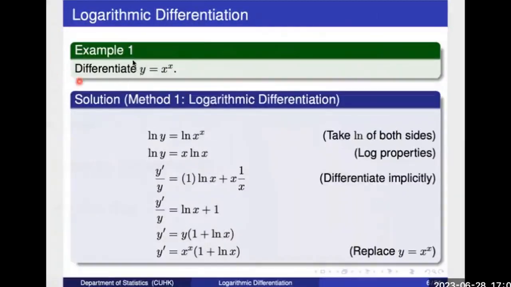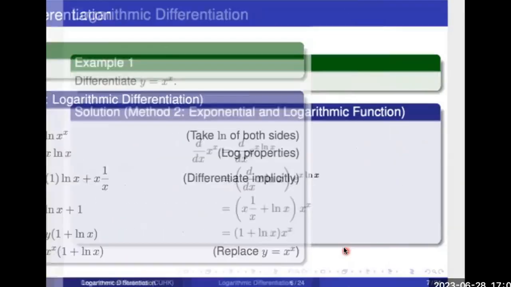We are asked to differentiate y equals x raised to the power of x. Using logarithmic differentiation, we take the natural log of both sides to get natural log y equals x times natural log x. Then we differentiate implicitly to get y prime over y equals natural log x plus 1. Solving for y prime, we get y prime equals y times 1 plus natural log x, which is equal to x to the power of x times 1 plus natural log x.